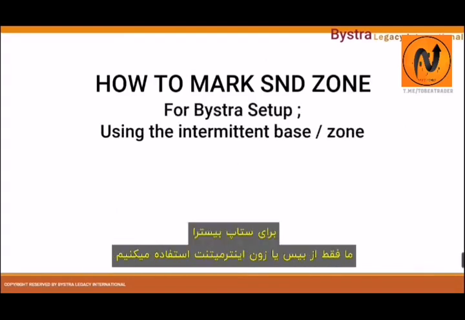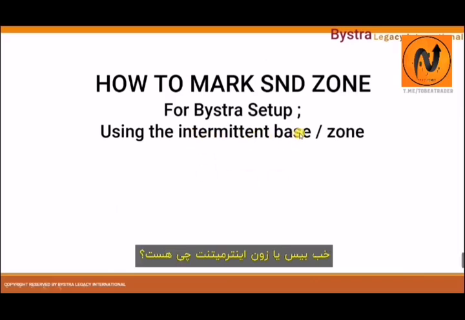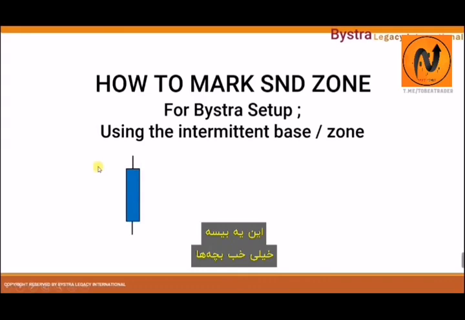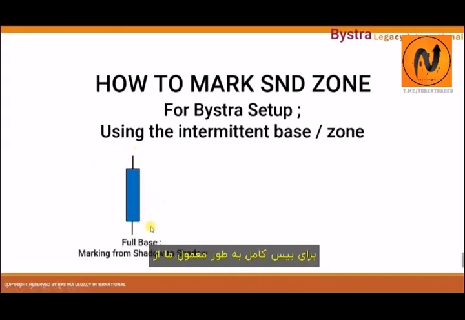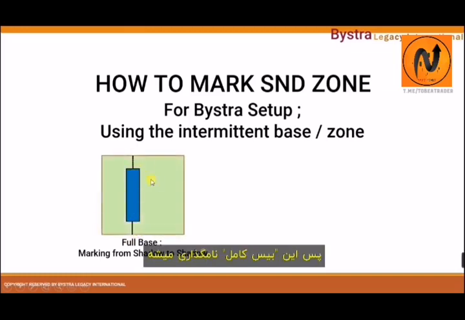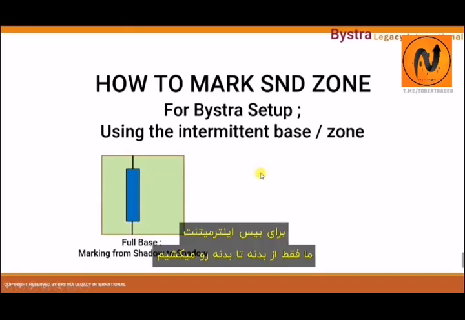For the Bijstra setup, we only use the intermittent base or zone. So what is an intermittent base or zone? I will show you in a while. First, this is a candlestick chart. For example, this is the base. Okay, guys. For a full base, normally we mark from the shadow to the shadow. So this counts as a full base. For an intermittent base, we only mark from the body to the body like this.